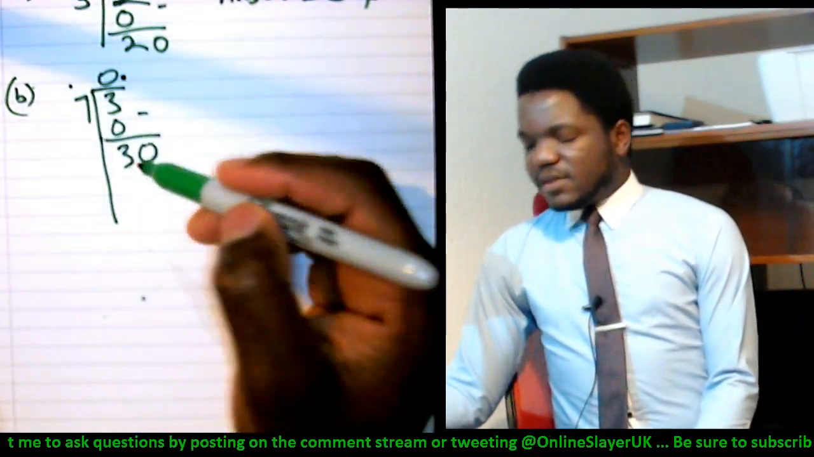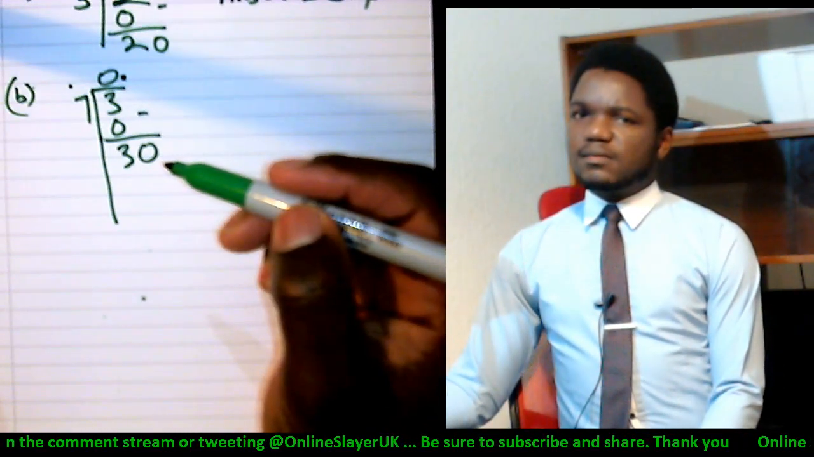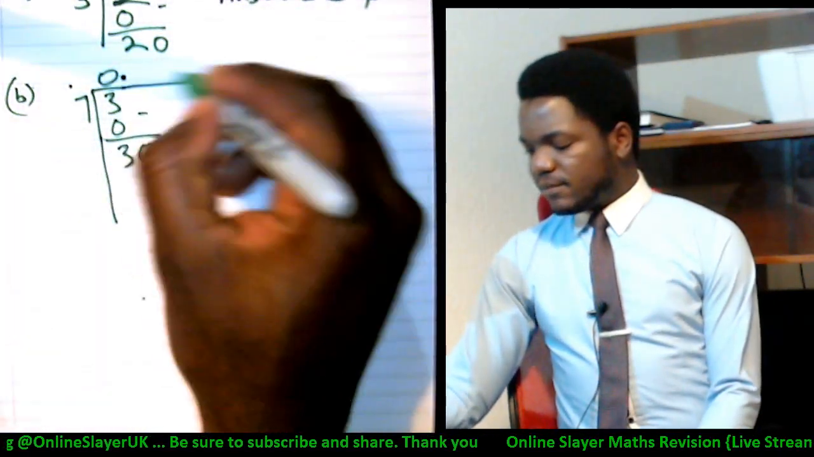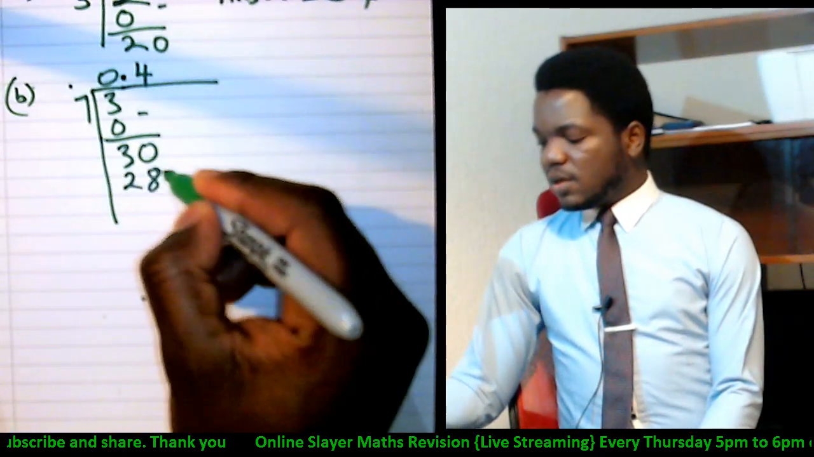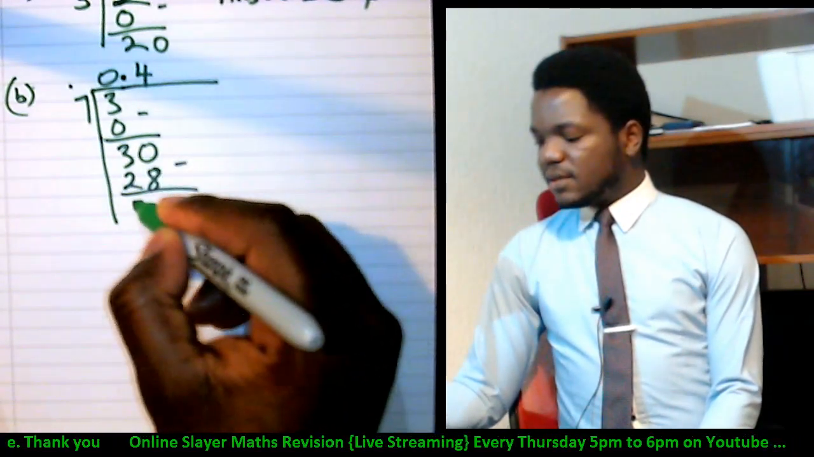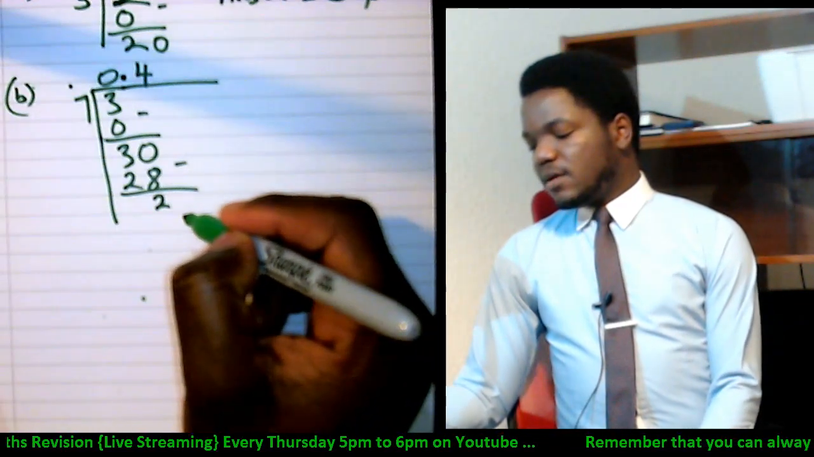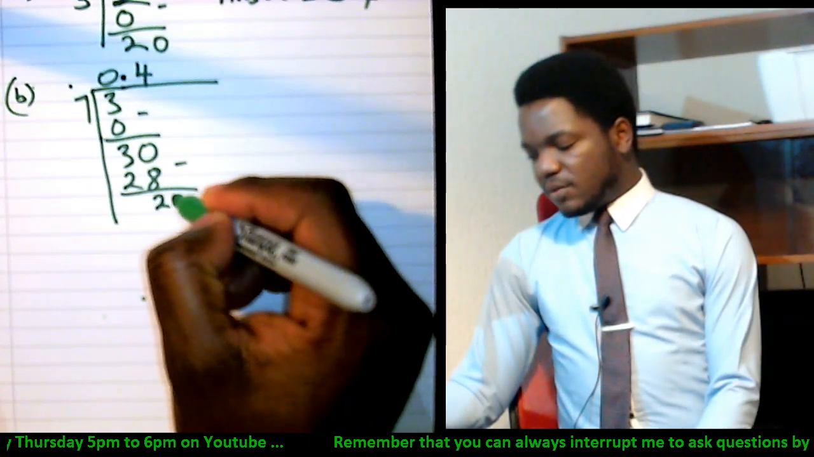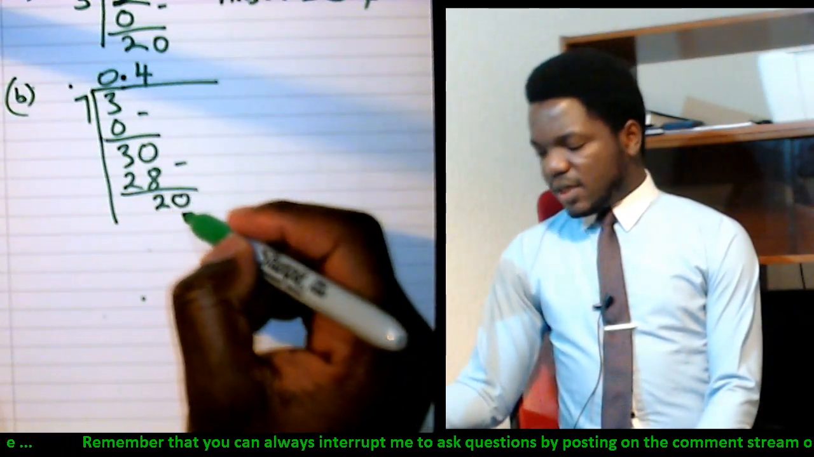How many 7s do you have in 30? 7 times 4 is 28, and I think that's the highest you can get out of it. So 4 places. 4 times 7 is 28, and when you subtract, you get 2. Now because you've put a decimal point there, you're happy to add zeros to the back of any other answer you get. So 0 is added again.